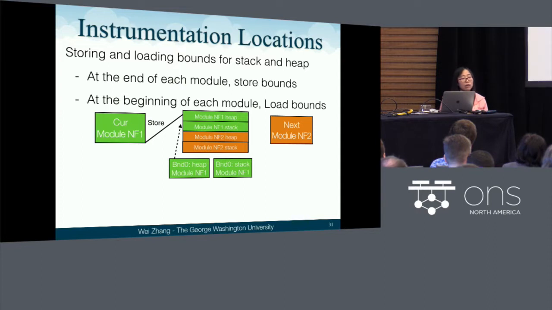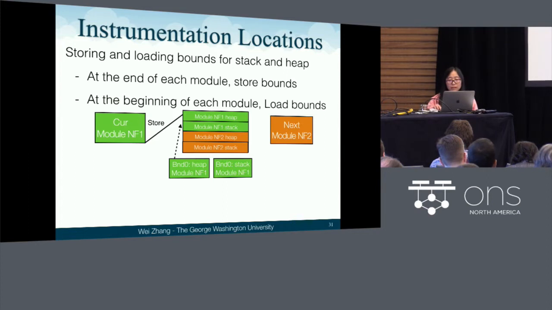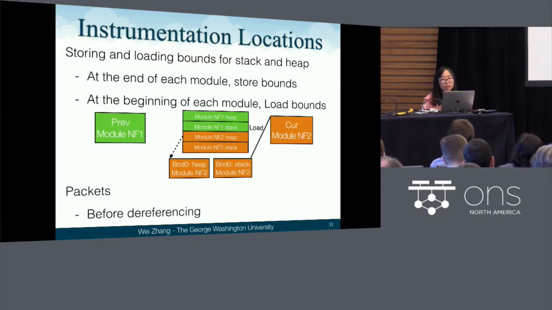Now let's see how we instrument the bound-related code. For heap and stack, at the end of each module execution, we will store the current bounds from the register into the bound table. When a module starts to execute, we will load the bounds from the table to a register. For packets, we add bound checking before dereferencing.